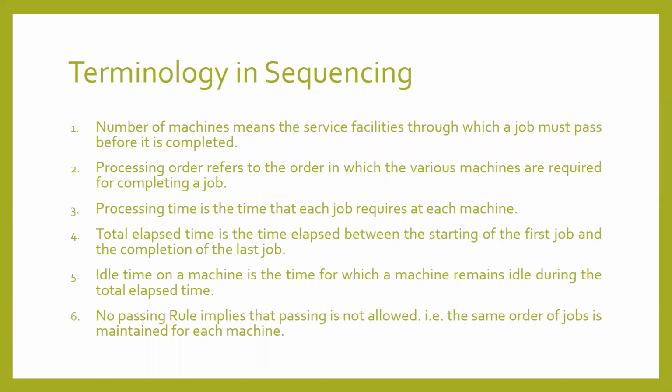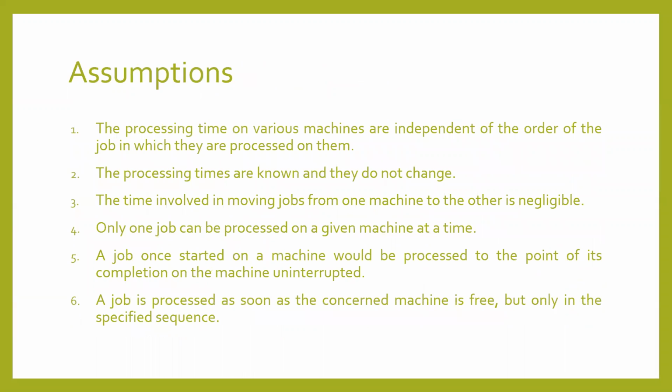And it is very important, because things might not look very simple practically. So that's why we have some assumptions, which we need to follow, and only then use this theory to solve the problem. Now, what is the first assumption here? The processing on various machines is independent of the order of the jobs in which they are processed on them. Okay. Then the processing times are known and they do not change.